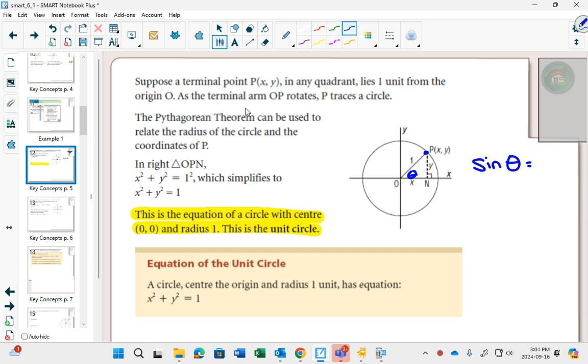using previous math, sine is always the opposite side divided by the hypotenuse. In this case, our opposite side would be y, and our hypotenuse is 1, so this is just y. And on that same triangle, if I did cos, the adjacent side is x, the hypotenuse is 1, so this is just x.